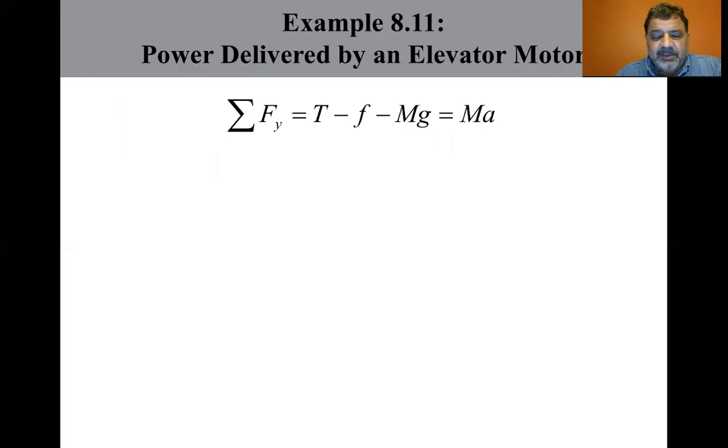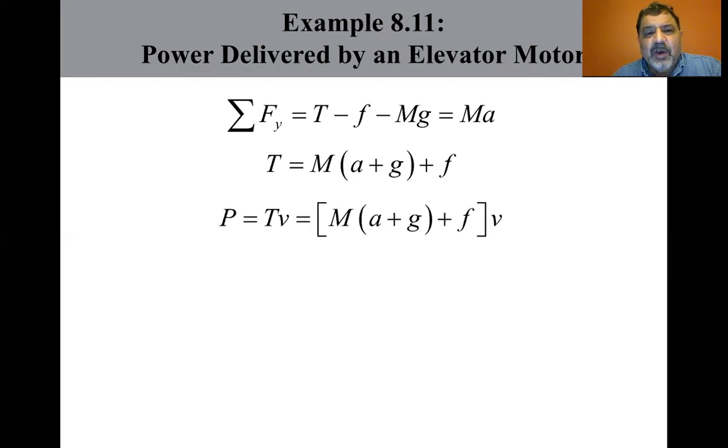We apply Newton's law to the car. The sum of the forces in the y direction equals the tension minus the friction minus mg, which equals the mass times the acceleration. Let's solve for T. T equals the overall mass times the acceleration of the elevator plus the gravitational acceleration, plus the friction. Obtain the required power. Power equals the tension times the velocity, which equals m times (a plus g) plus f, times v. That's the power.